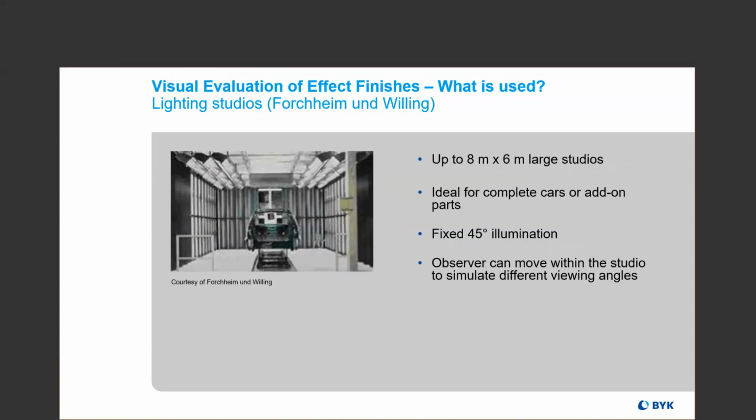So one possibility for evaluations is to use a lighting room or a light studio. And this is a large room which can be used for add-on parts or entire vehicles. It has fixed 45-degree illumination, and the observer can move throughout the studio in order to achieve the different viewing angles that they want to see.